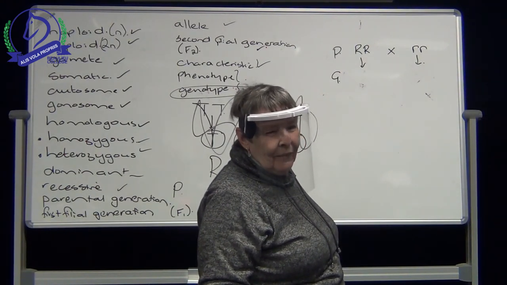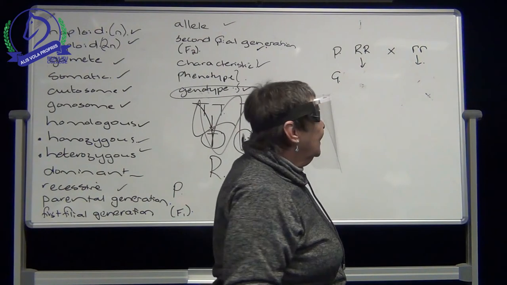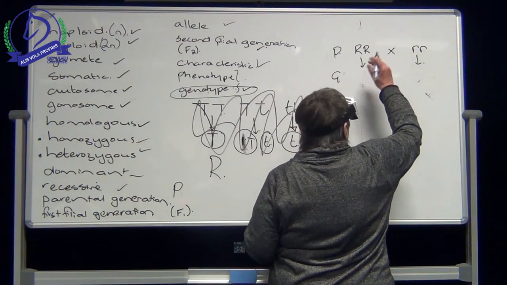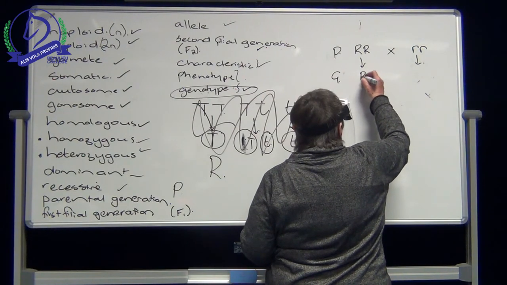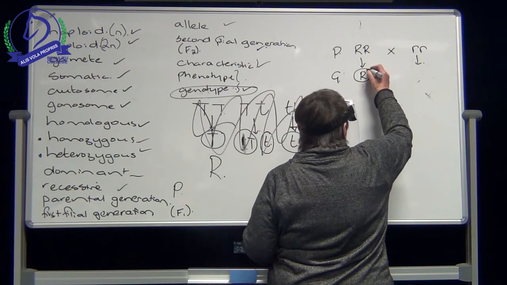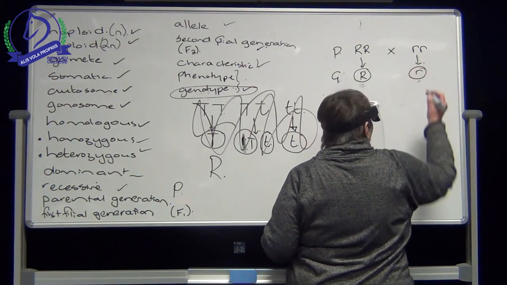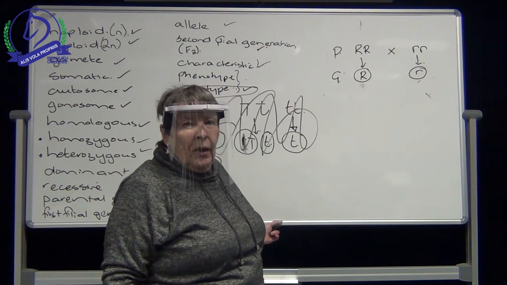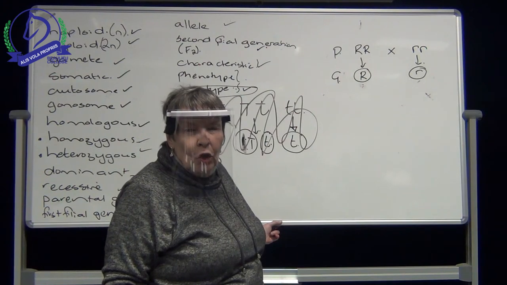Okay. All right. Everybody happy with that? Okay. Gametes. Big R. One. In a circle. Okay, you're happy with that. So this couple has 14 children.